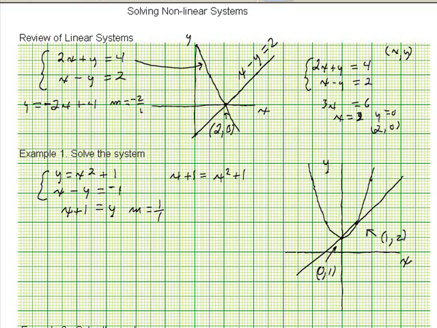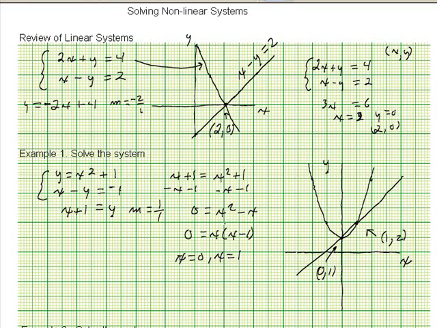Now, to continue on, I want to try to solve this by factoring if I can. That would be the easiest method, so I'll subtract x and subtract 1 from both sides. So on the left, I'll have a 0, and on the right, I'll have x squared minus x plus 0, so I get 0 equals x times x minus 1, and my two solutions are x equals 0, x equals 1.